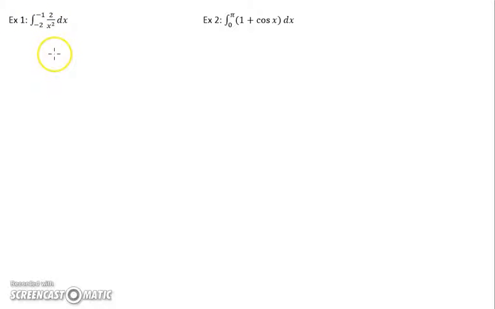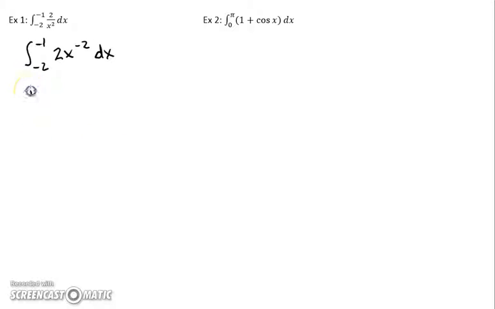This first problem wants us to find the integral from -2 to -1 of 2 over x squared. So the first thing we need to think about is that's a quotient, and we don't have a quotient rule. So we need to rewrite this using our power rule. So we can rewrite that as the integral from -2 to -1 of 2x to the -2nd power dx, and that's with respect to x.